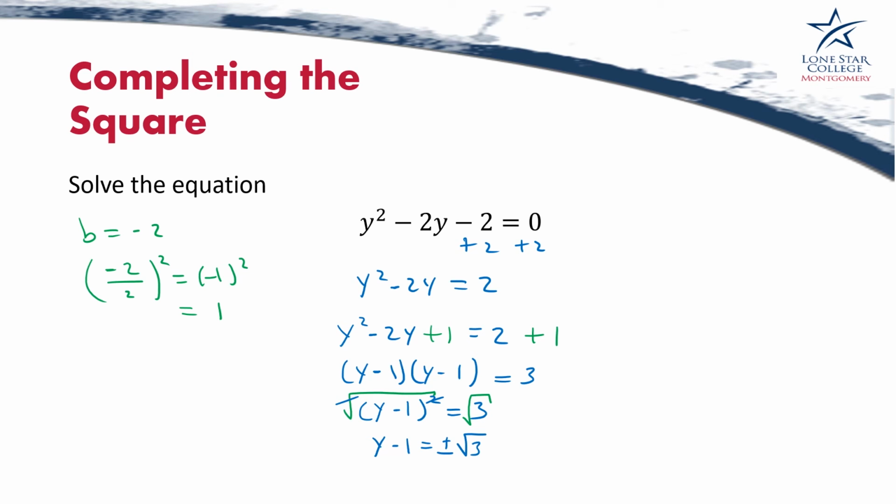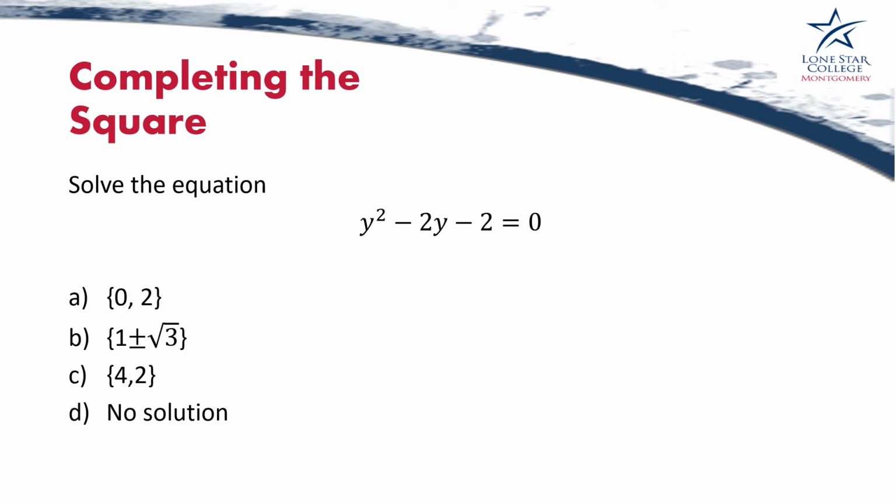So the last thing we can do now is just add 1 to both sides. So our answer would just be y equals 1 plus or minus root 3. You can write it as two separate terms or one term. Either would be fine, but you always want to check what the answer says on your TSI question. If you notice, it's written in plus or minus form, so the answer would be B.